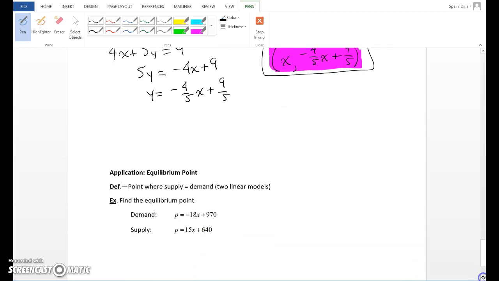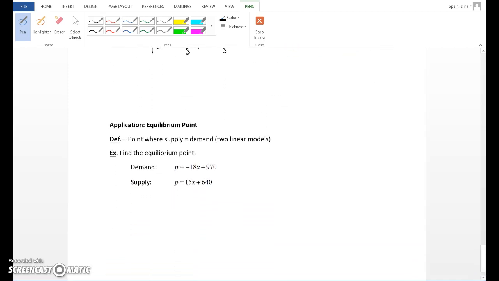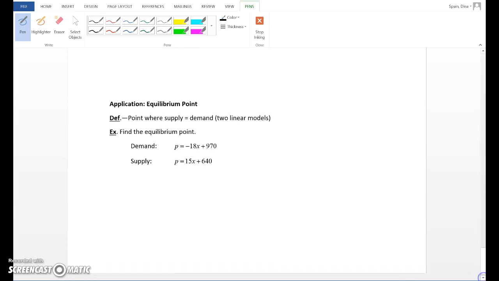Alright. Let's look at this application of equilibrium points. I think I have enough room. Alright, yeah, application of the systems of equations, a very common application. This has to deal with supply and demand in economics. First of all, an equilibrium point, that's the point where supply equals demand. And in econ, when you talk about supply and demand, I'm sure they could be more complex than this, but you always start off with really simple linear equations.